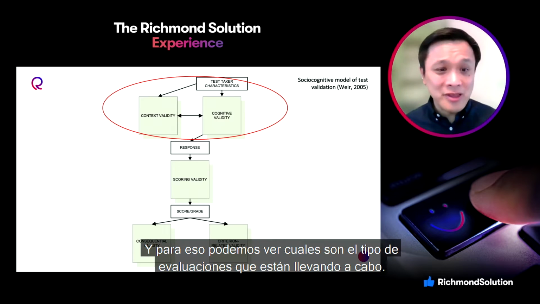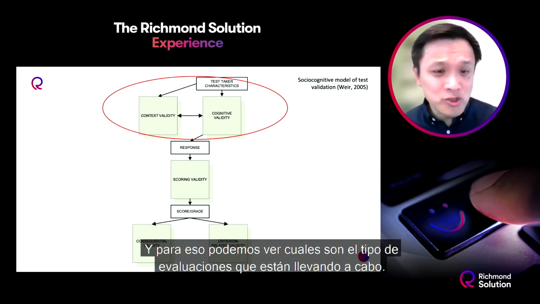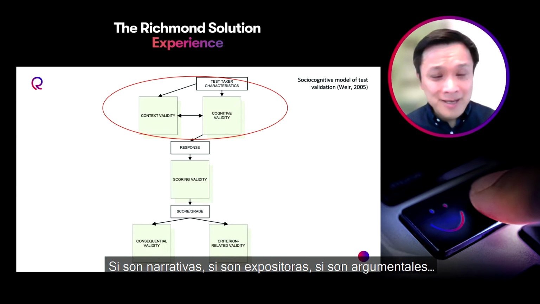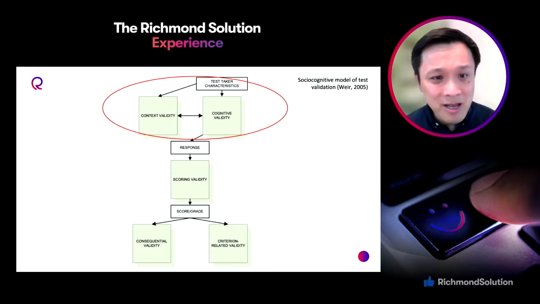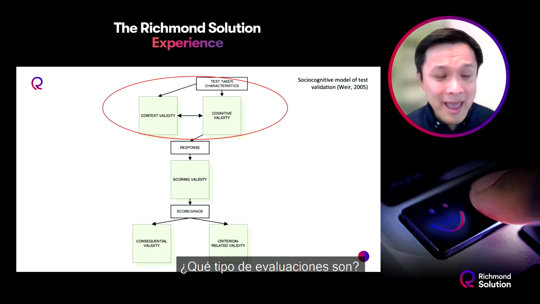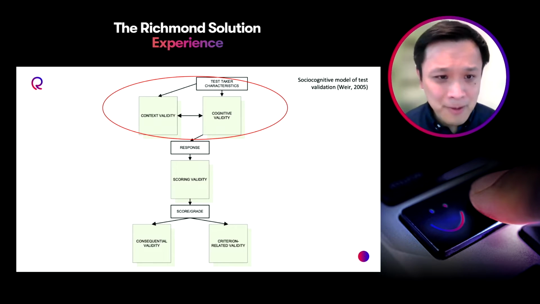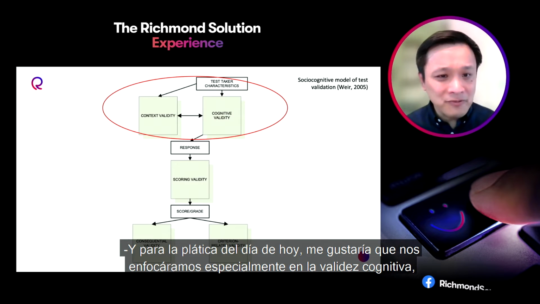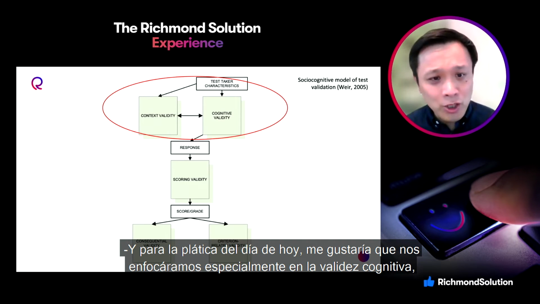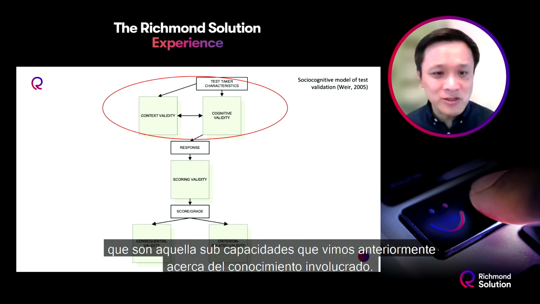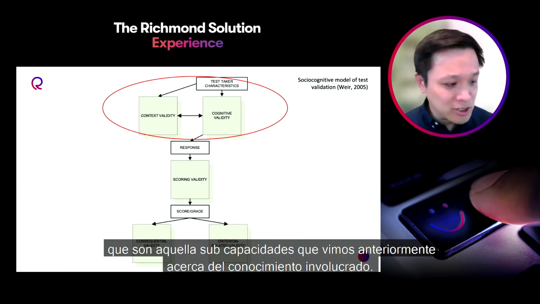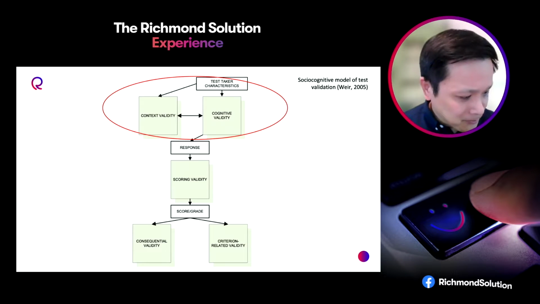And to what extent does that mean, what sorts of texts are you encountering? Are they narrative texts? Are they expository texts? Are they argumentative texts? What genres are they? And so on and so forth. But in today's talk, I want for us to focus primarily on cognitive validity, which is those particular subskills that we just looked at earlier, as well as the knowledge bases involved.